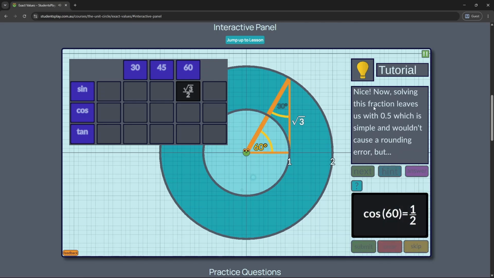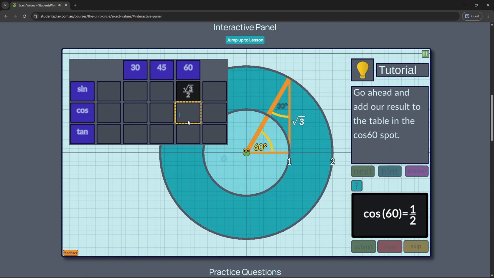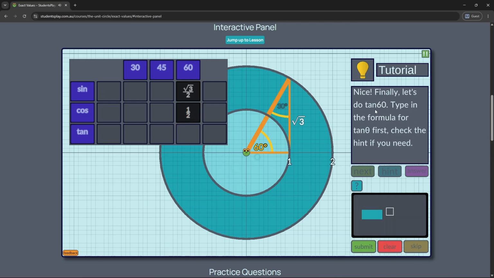Nice. Now solving this fraction leaves us with 0.5, which is simple and wouldn't cause a rounding error, but we're still going to keep it as a fraction so that it fits in with the other values in the table, as you'll see in the next steps. So see how this one's over 2? There's going to be other ones that are over 2 as well, and so it is easy just to leave this fraction as something over 2 as well. Go ahead and add our result to the table in the cos 60 spot. Okay, well that's just 1 over 2. Easy. Nice. Finally, let's do tan 60.